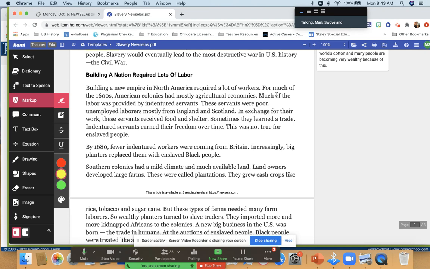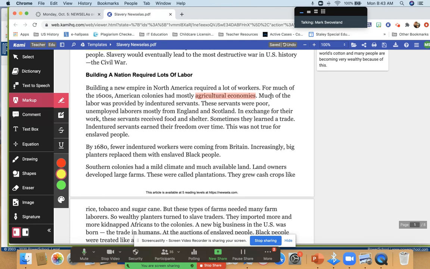For much of the 1600s, American colonies had mostly agricultural economies. And agricultural economies mean that people are producing things by farm, right? So most of the products being produced in the United States are being produced on farms. That's what an agricultural economy is.